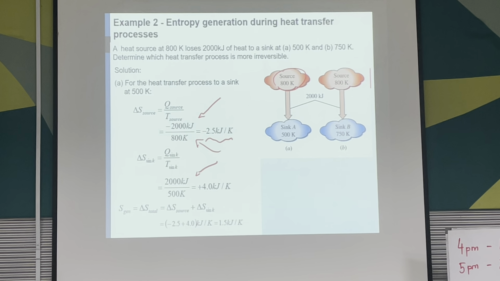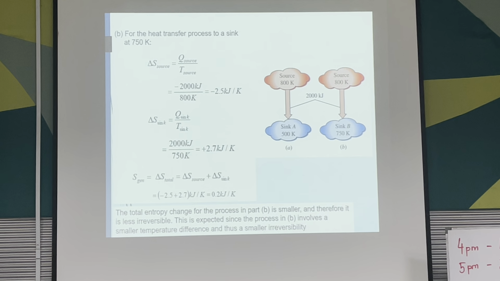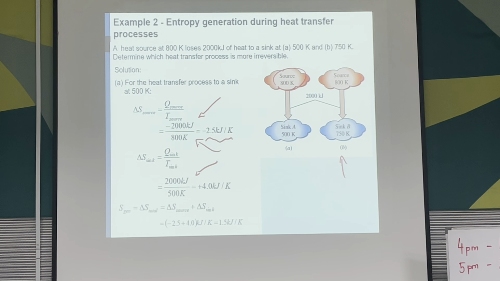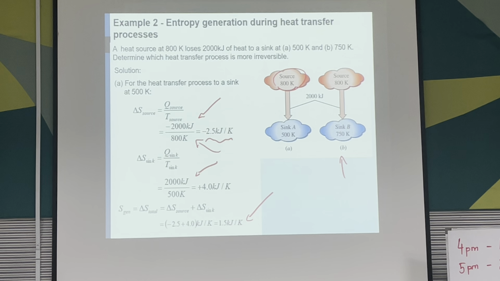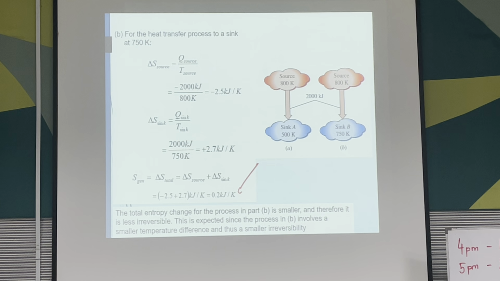So for the next one, then it is more obvious, right? Let's say if you calculate for B. B has the same heat transfer, but with a lower temperature difference. So it means that the generated entropy will be less. Makes sense, right? So here, generated entropy is 1.5, while in this case, generated entropy is 0.2. So what does these two calculations tell us?